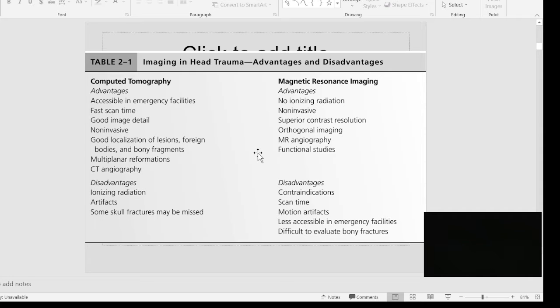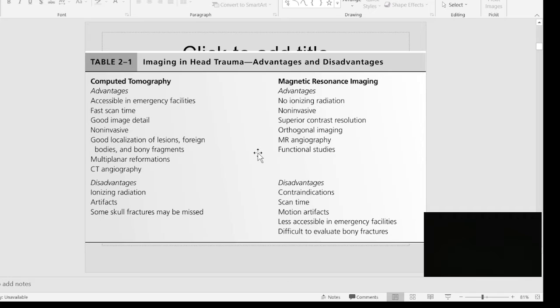Disadvantage: ionizing radiation. So aside from its many advantages, it also has disadvantages. One of these is that it uses radiation. Second, artifacts, so small skull fractures may also be missed. Those are very minor disadvantages.